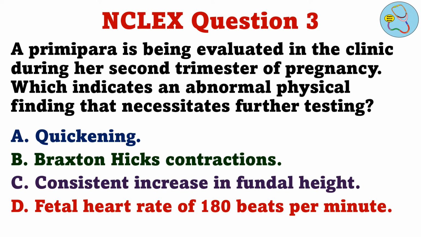Question 3. A primipara is being evaluated in the clinic during her second trimester of pregnancy. Which indicates an abnormal physical finding that necessitates further testing? A. Quickening. B. Braxton Hicks contractions. C. Consistent increase in fundal height. D. Fetal heart rate of 180 beats per minute.